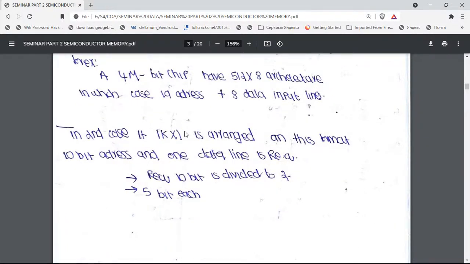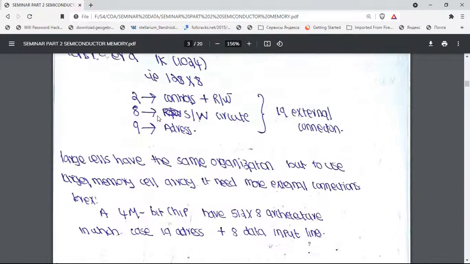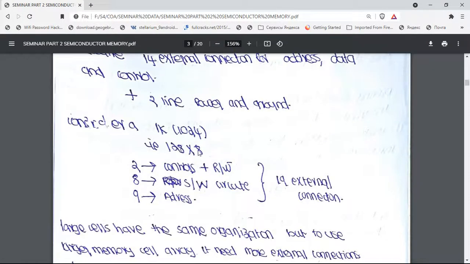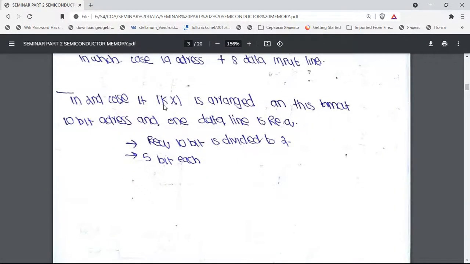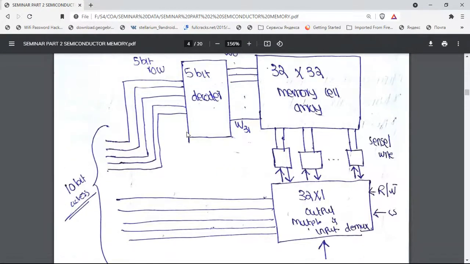So in the second case, if we are arranging 1k, as we discussed, 1k in a 128 into 8 architecture, instead of this we can do it in a 1k into 1 architecture. That means there will be 1k word length, that is 1024 words, and each word has 1 bit. So this arrangement is possible. And so the required number of address lines will be 10, and it is divided into 5 bits each. How this circuit works we will explain in a later video. Okay, so this is a 5-bit address generated.